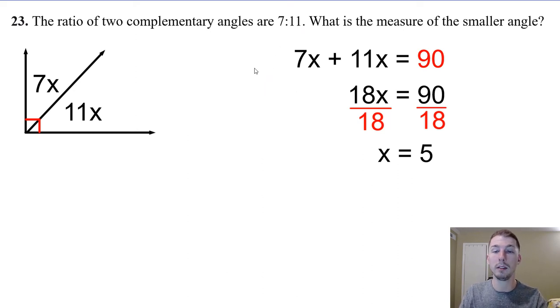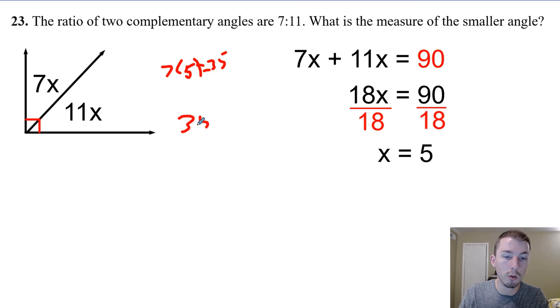So to go back to find out the smaller angle, we just multiply 7 times that 5, which is going to be equal to 35. So our unreduced ratio would have been 35 to 11 times 5, which is 55. So the unreduced ratio was 35 to 55. Then we reduced it by dividing it by our scale factor of 5 to get a reduced ratio of 7 to 11. Okay, hopefully that makes sense.